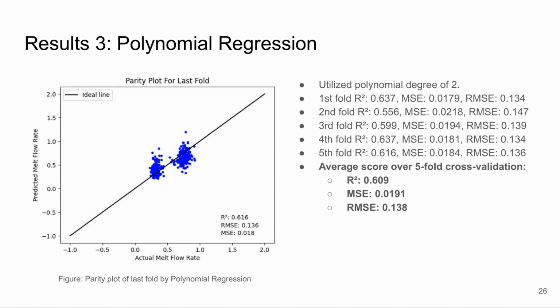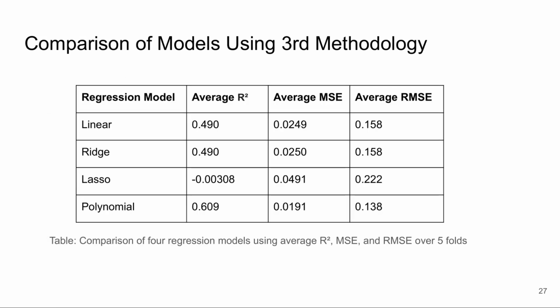So finally, we utilize a polynomial regression with a degree of 2, and this gives us the highest R-square value of 0.609 and low MSE and RMSE values of 0.0191 and 0.138 respectively, considering their average over the 5 folds. And in the parity plot, we also observe a more tightly clustered graph compared to the other models. Moving on to the next slide.